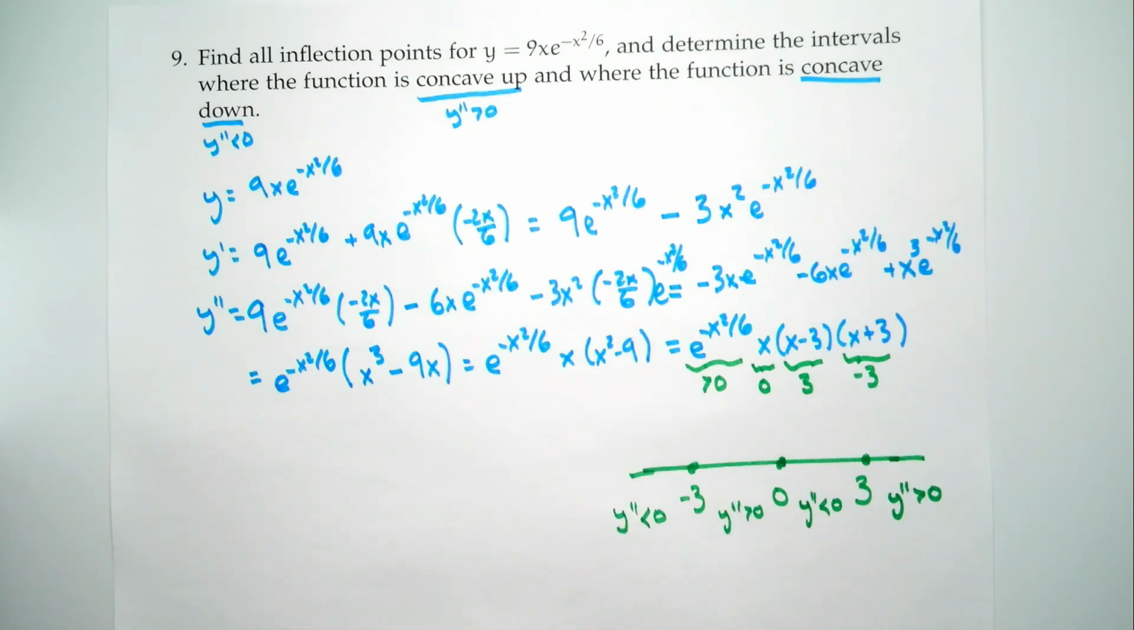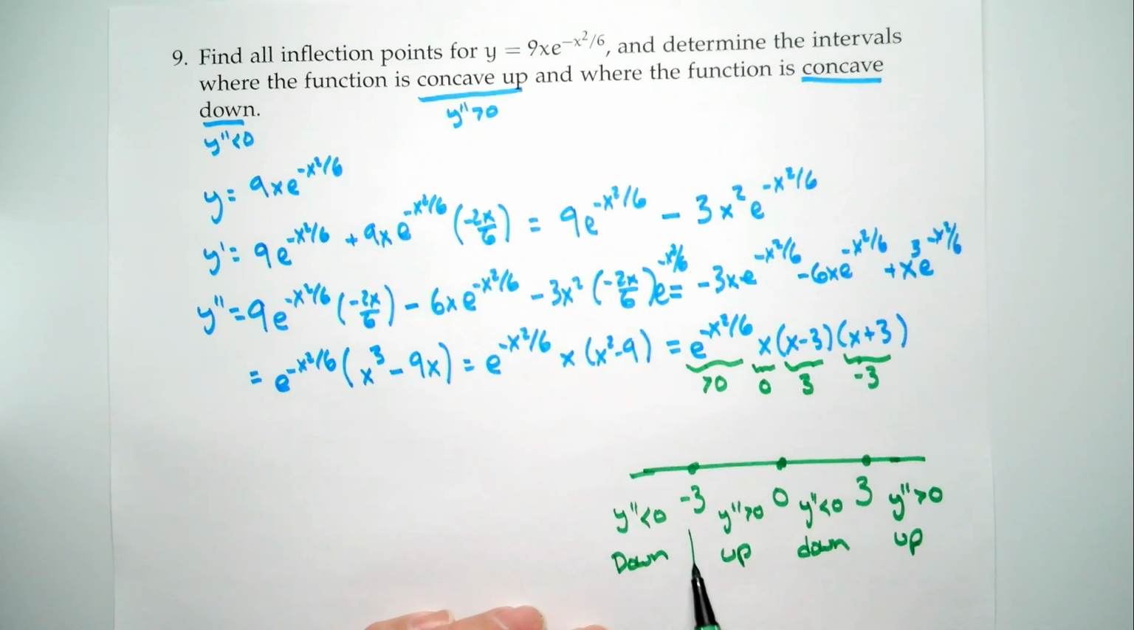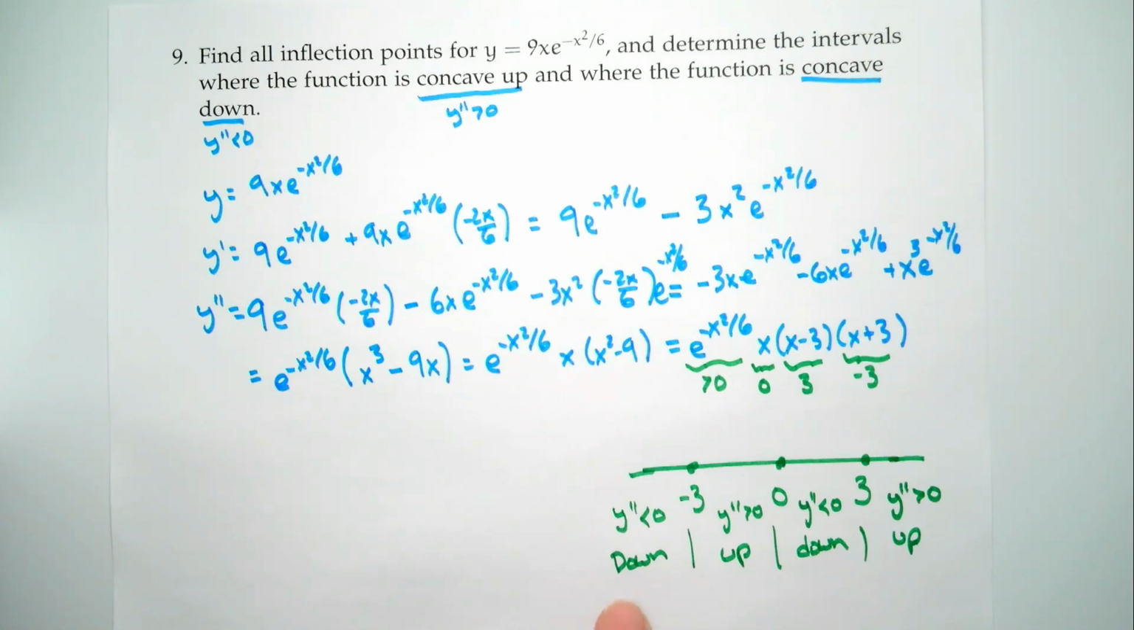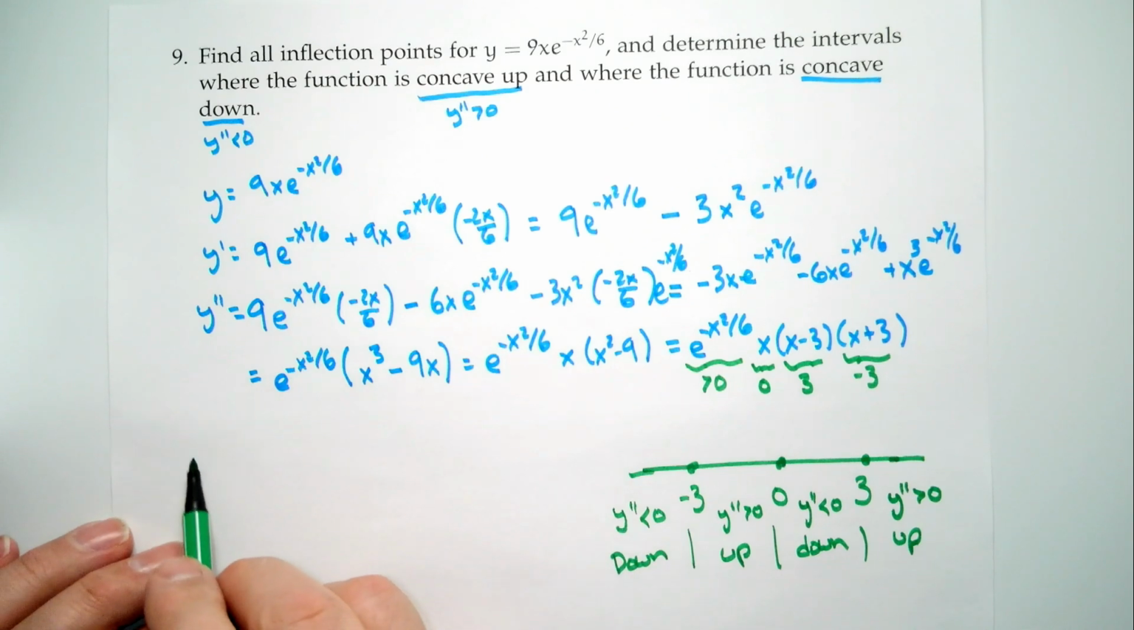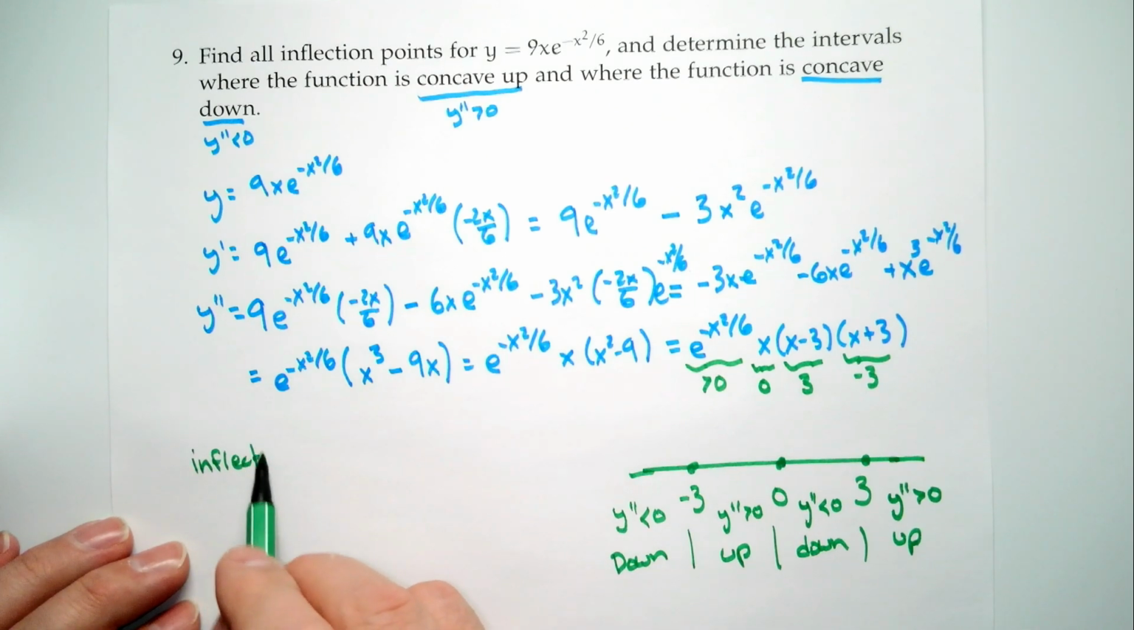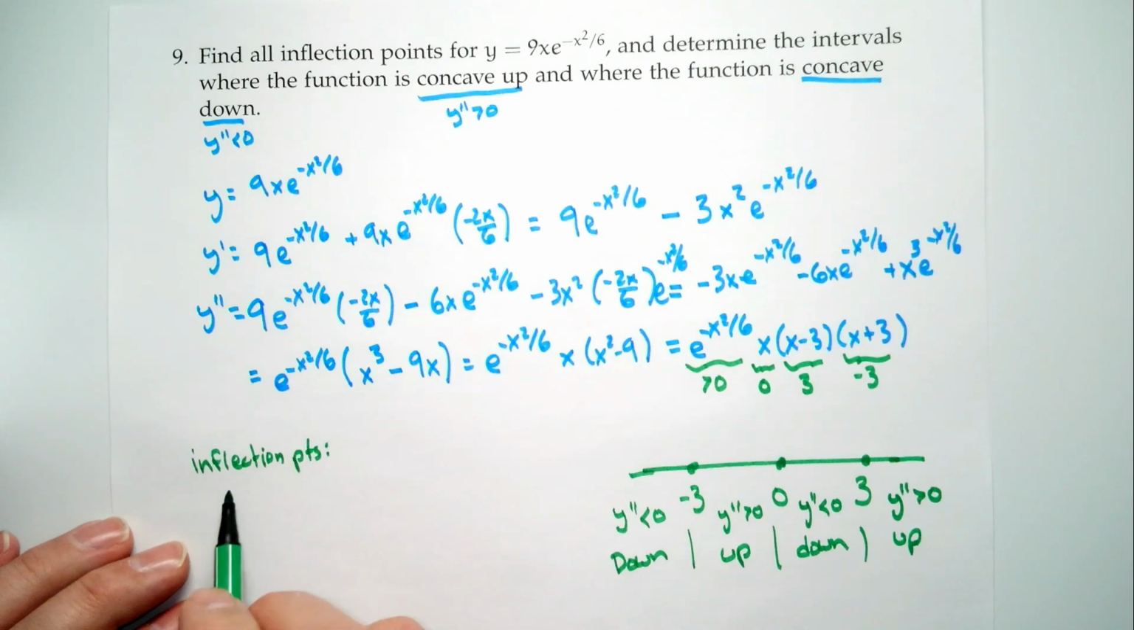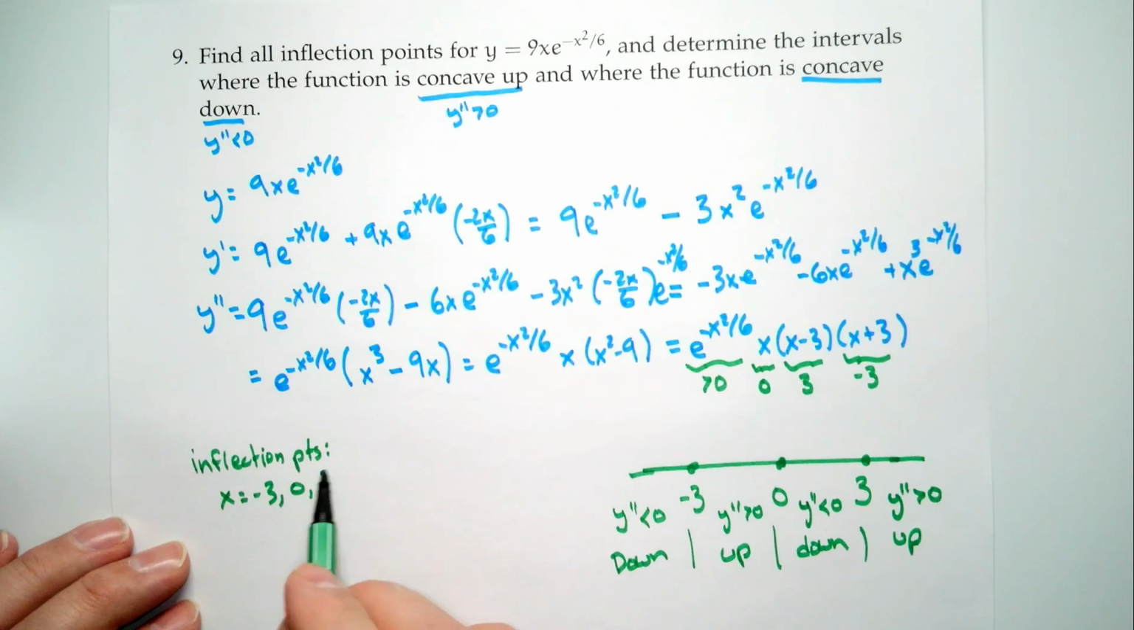Now this doesn't mean it's going down and up, because this is the second derivative. What this says is we're concave down, concave up, concave down, concave up. Notice that at these three places, negative 3, 0, 3, we flip behavior, down to up or up to down. And therefore, now we can say that they are inflection points. So the inflection points are at x equals negative 3, 0, and positive 3.